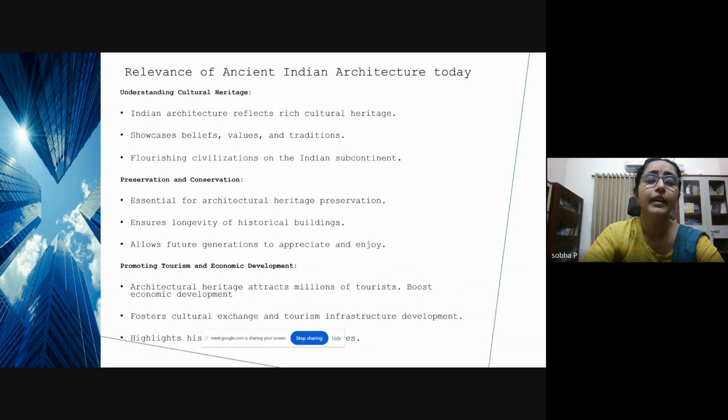Then another point of ancient Indian architecture is how tourism as well as economic development can be enhanced, because these heritage sites attract millions of tourists, and that's how the economic development of the country is getting boosted. We are all aware of that. This also highlights the historical sites' unique features.